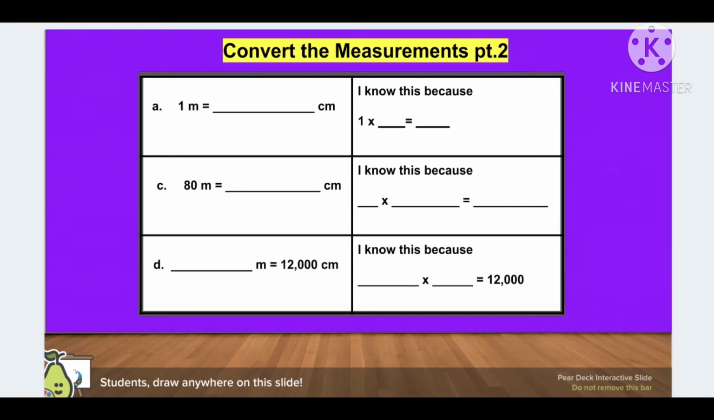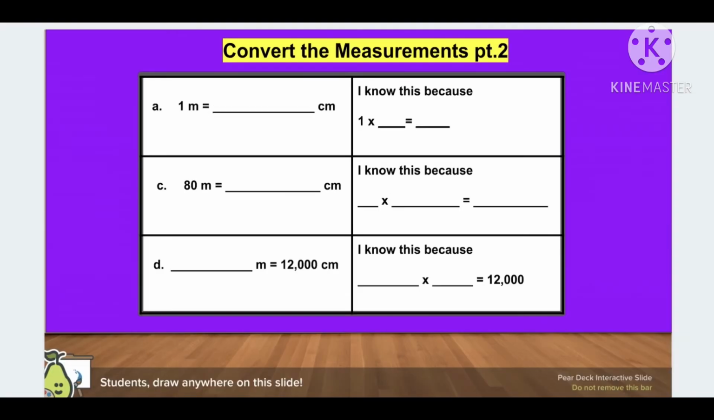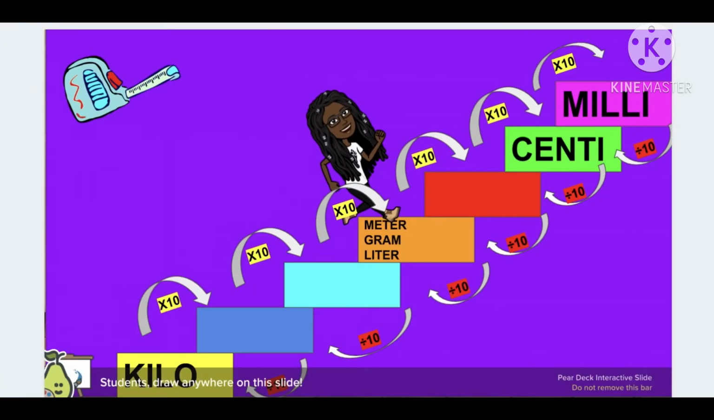So think about that for a second. If we're talking about meters to centimeters, let's think about that couch in comparison to that pencil. So we're trying to change the size of that couch to the size of a pencil. 1 meter equals blank centimeters. So if I look at my conversion chart, you guys, Miss Turner's standing on that orange step because that orange step represents the meters. And she's trying to get all the way to the centimeters, which is that green step.